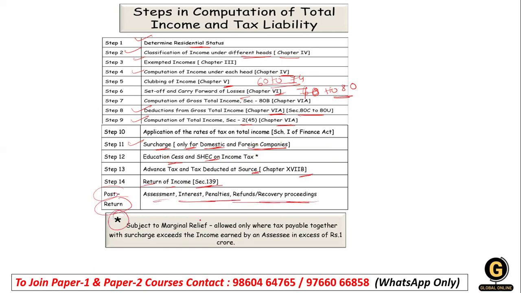One more important thing: marginal relief is allowed only where the tax payable together with the surcharge exceeds the income earned by the assessee in excess of 1 crore. So in that case, marginal relief is given by the authority to the assessee. Okay, clear?